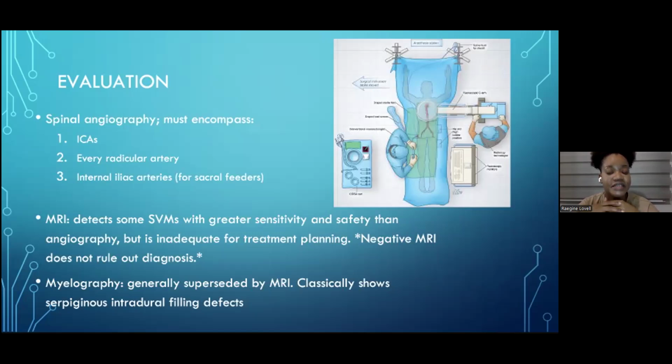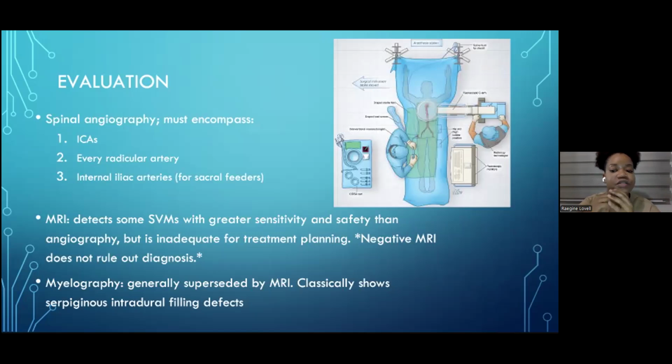Now, MRI detects some SVMs with greater sensitivity and safety, in particular, than angiography, but it is inadequate for treatment planning. 82% of the MRIs would show extramedullary flow voids. I showed that in the image prior, the MRI prior. Spinal cord edema is common, and cord enhancement from venous congestion or venous infarction would be variable. Note well, a negative MRI does not rule out a diagnosis.